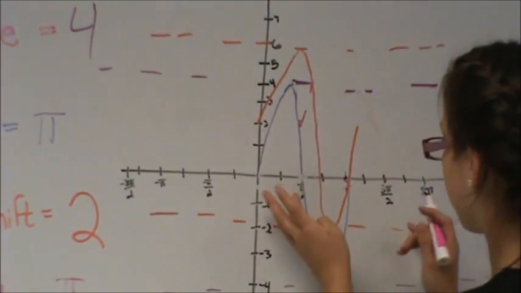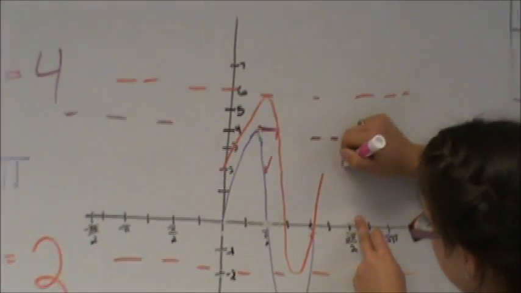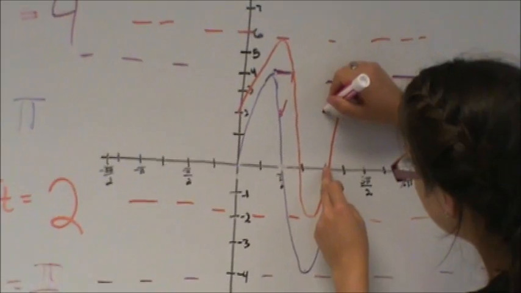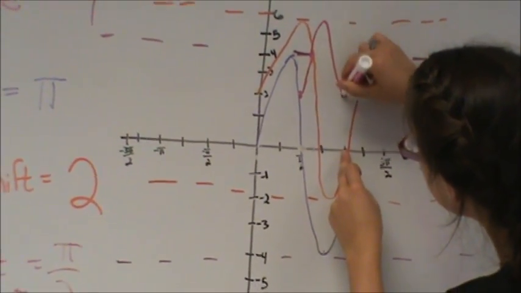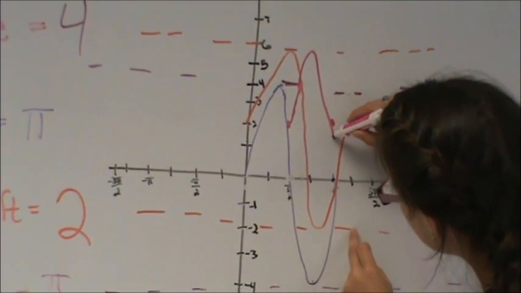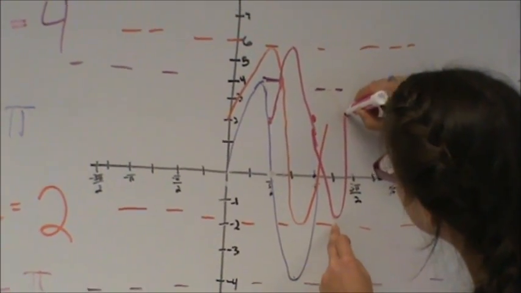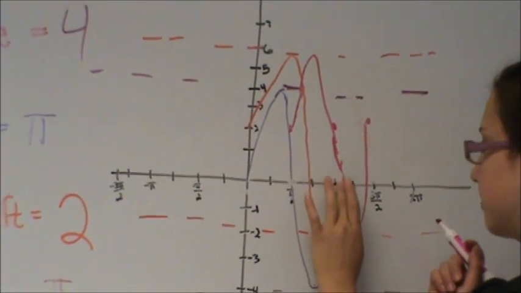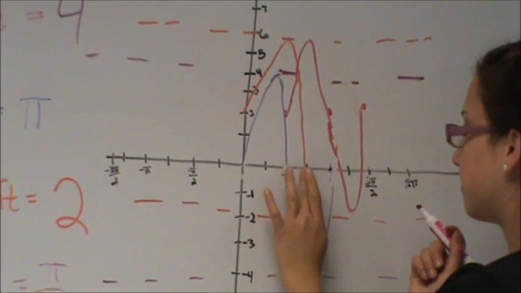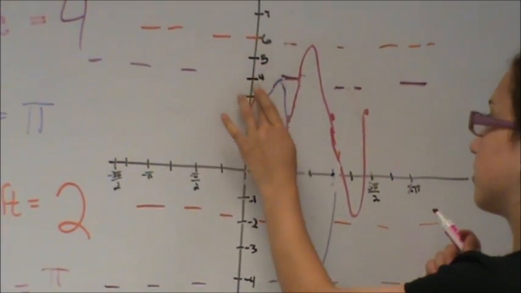We have to remember our period as well. So this is where it's going to end, at 3 pi over 2. Okay. So the pink line is the final graph with the period, the amplitude, phase shift, and the vertical shift.